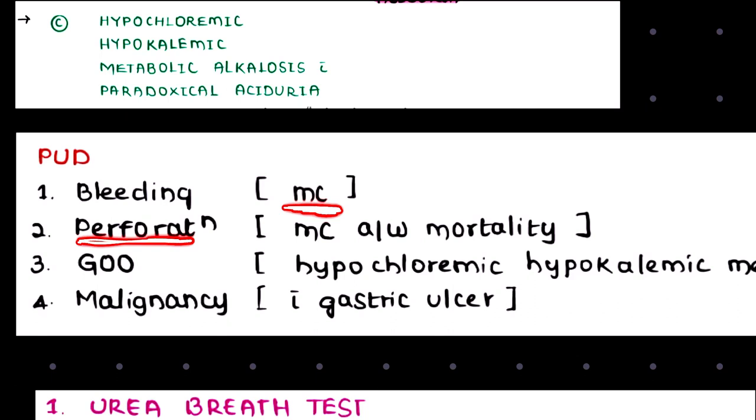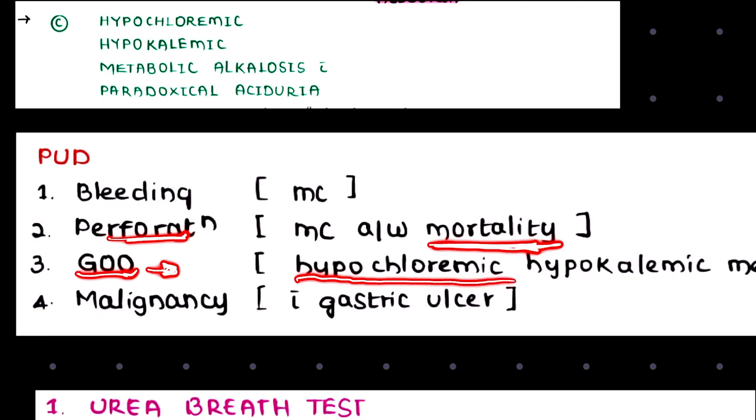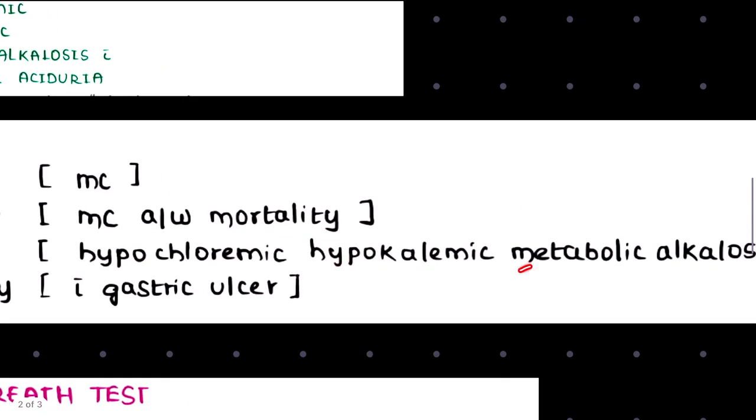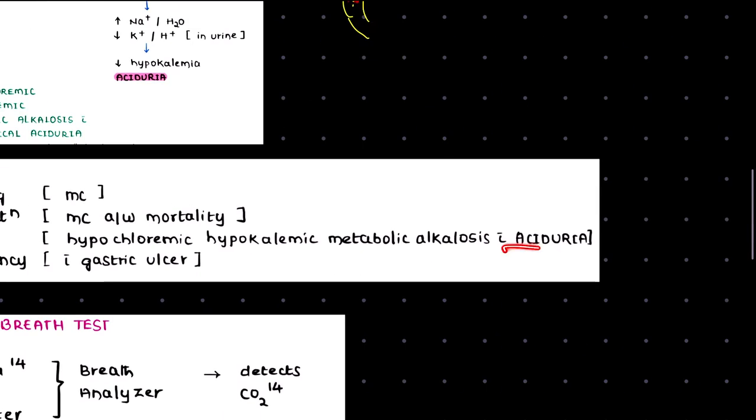And what about perforation? This is the most common complication that will cause an increase in mortality, an increase in death. What about gastric outlet obstruction? It will cause hypochloremia, hypokalemia, metabolic alkalosis with acid urea. What is this acid urea? It is paradoxical acid urea.